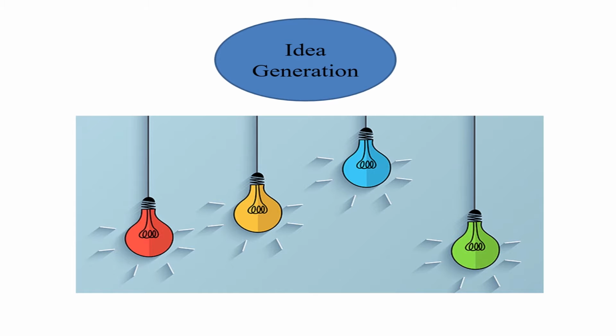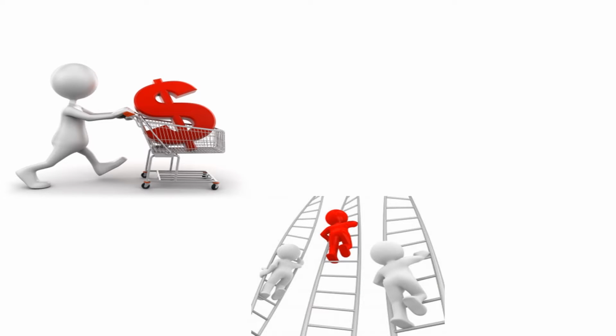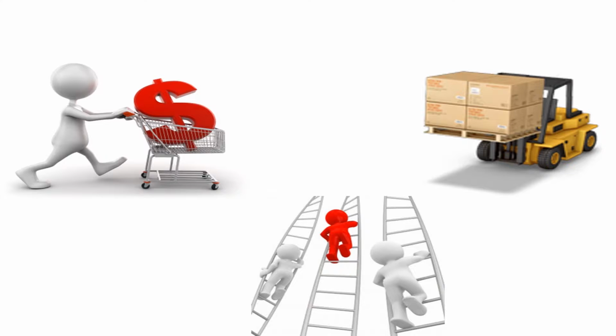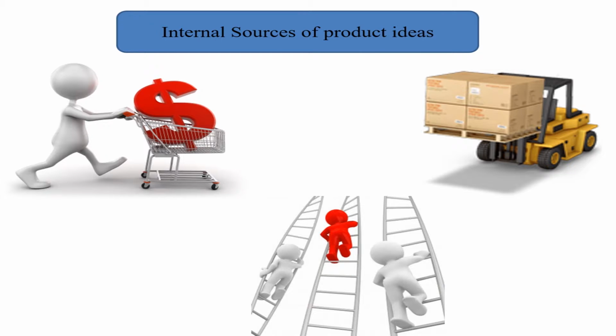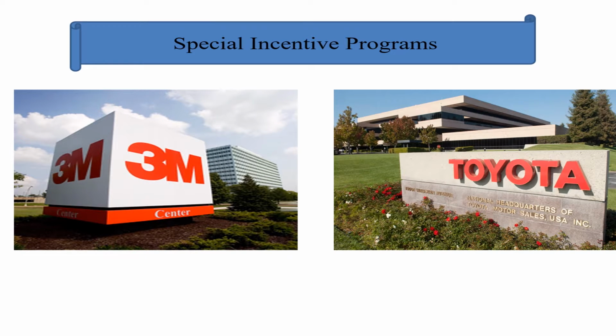First stage is idea generation. In this, you are basically involved in the systematic search for new product ideas. A company has to generate many ideas in order to find one that is worth pursuing. The major sources of new product ideas include internal sources, customers, competitors, distributors, and suppliers. Almost 55% of all new product ideas come from internal source, according to one study. Companies like 3M and Toyota have put in special incentive programs for their employees to come up with workable ideas.